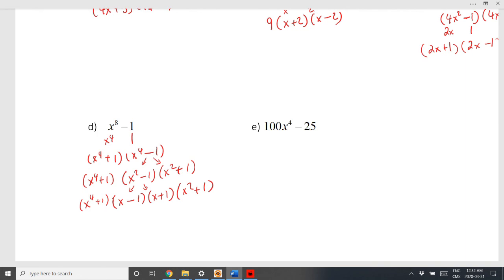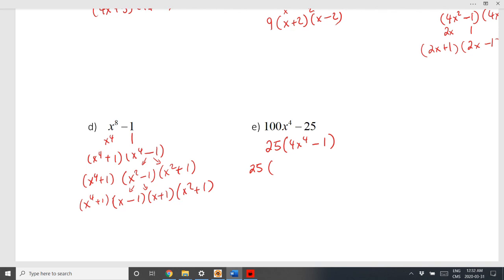This one here, again, the first thing we're going to do is try to common factor. So from both of these terms, we could actually factor out a 25. And we're going to be left with 4x to the power of 4 minus 1. And as you can see, that's a perfect square, 4x to the power of 4. Let's factor that. So leave the 25 out in front.